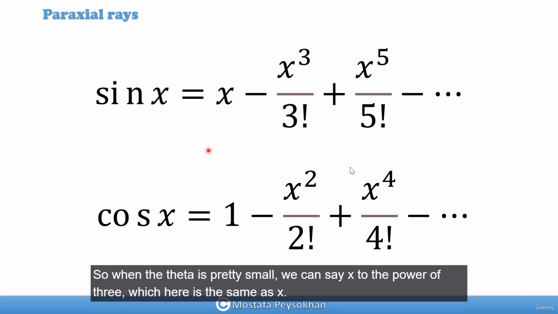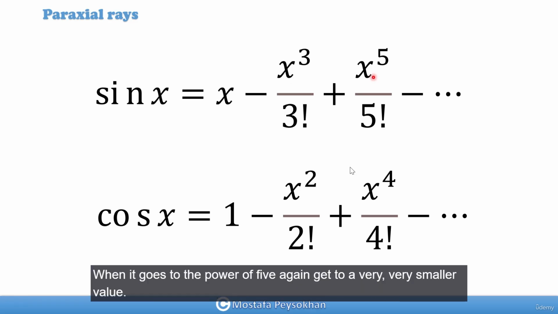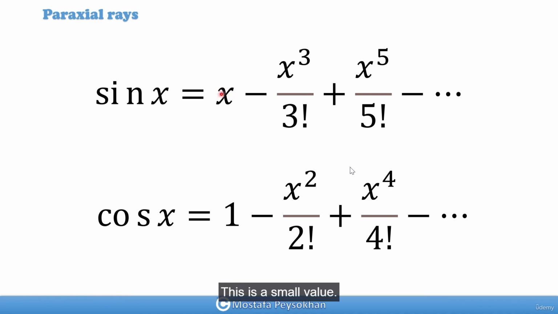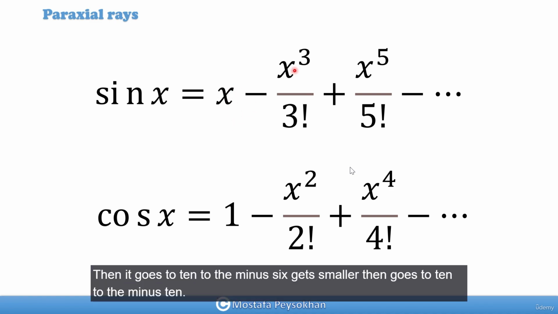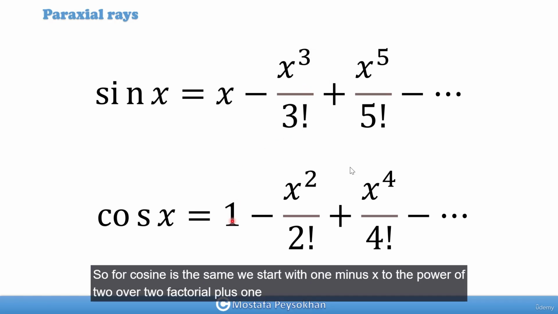So when theta is pretty small, we can say x to the power of 3 gets to a very small value compared to x. When it goes to the power of 5, again it gets to a much smaller value. For example, let's say x is 10 to the minus 2. This is a small value. Then it goes to 10 to the minus 6, which is smaller. Then 10 to the minus 10, again much smaller than the previous one. For cosine it is the same.